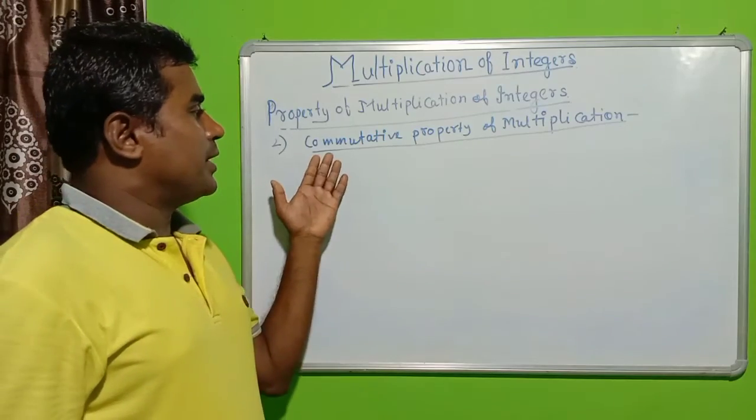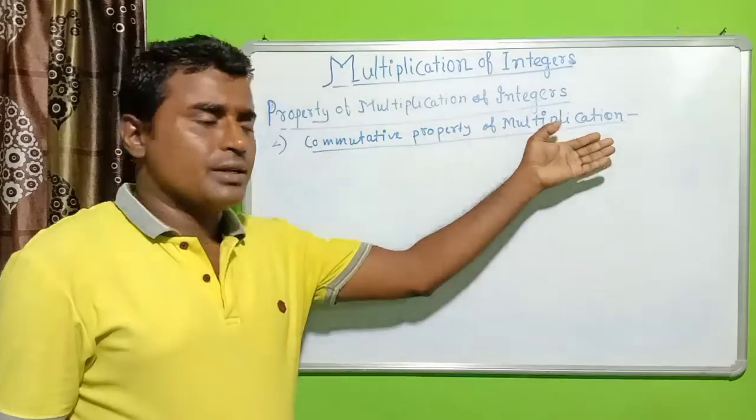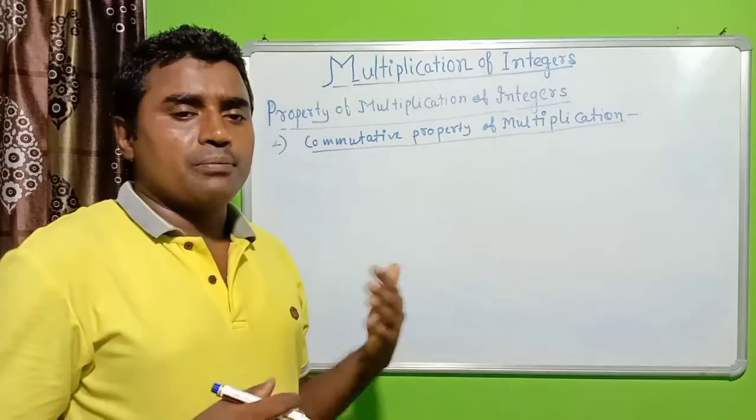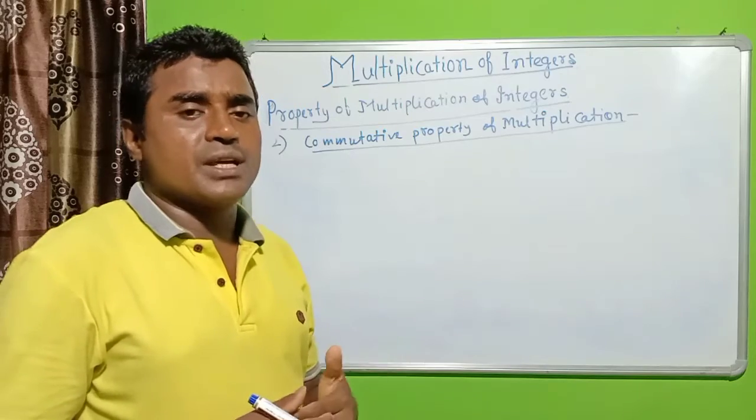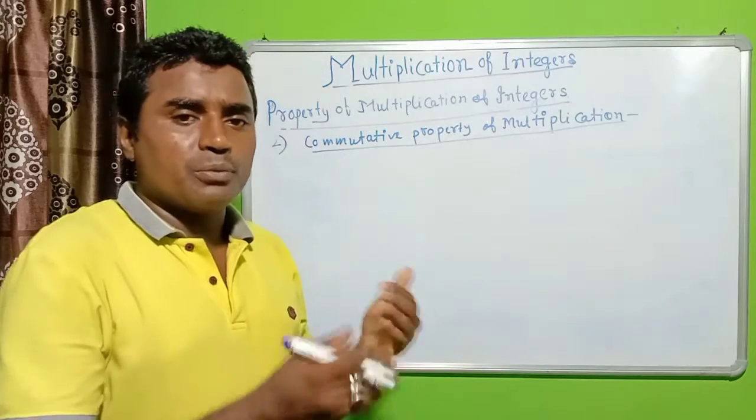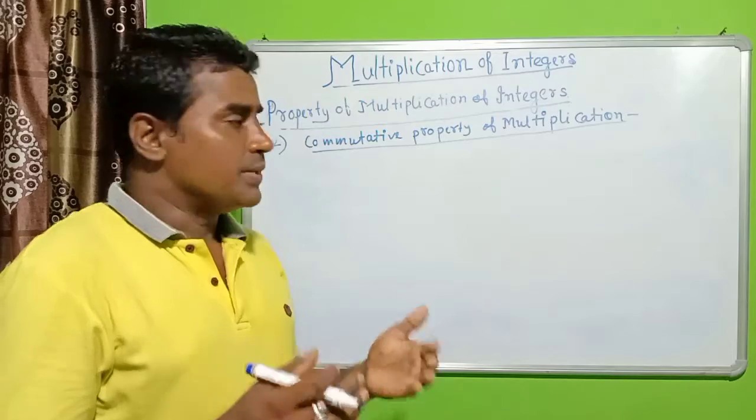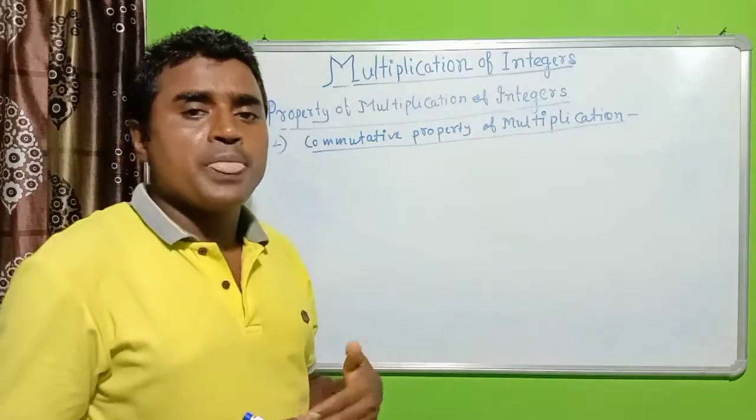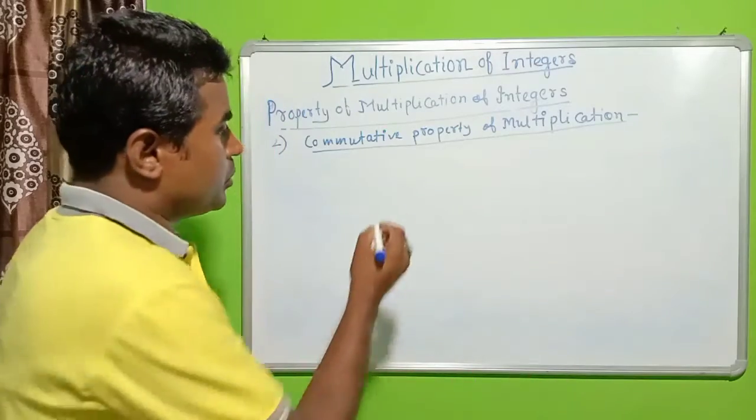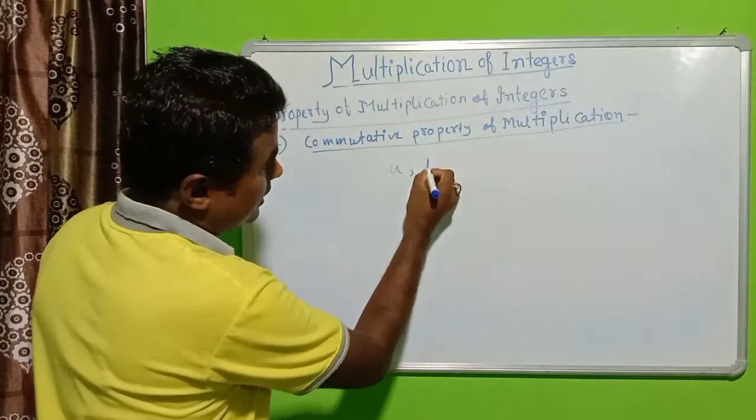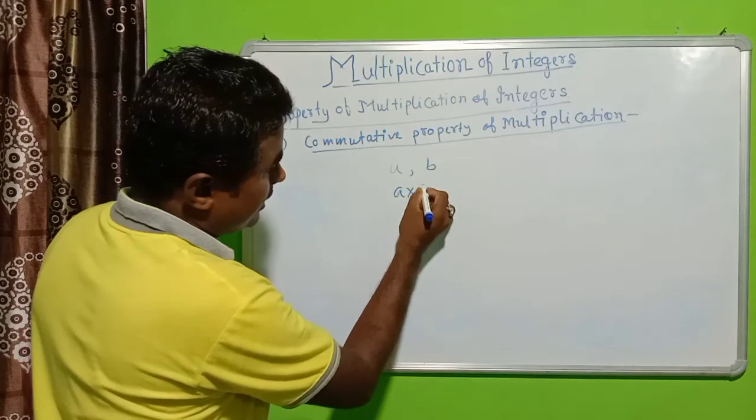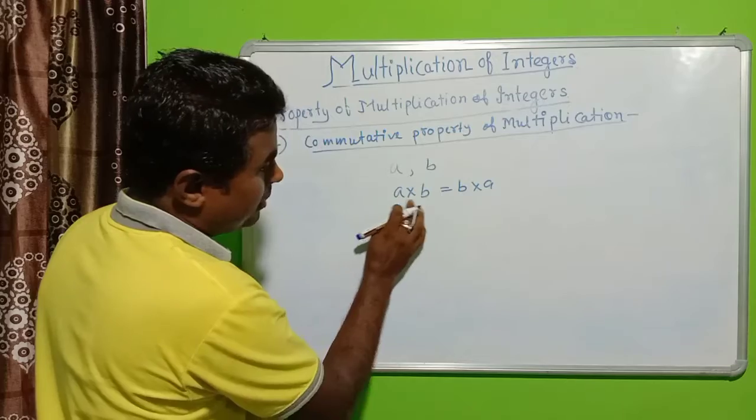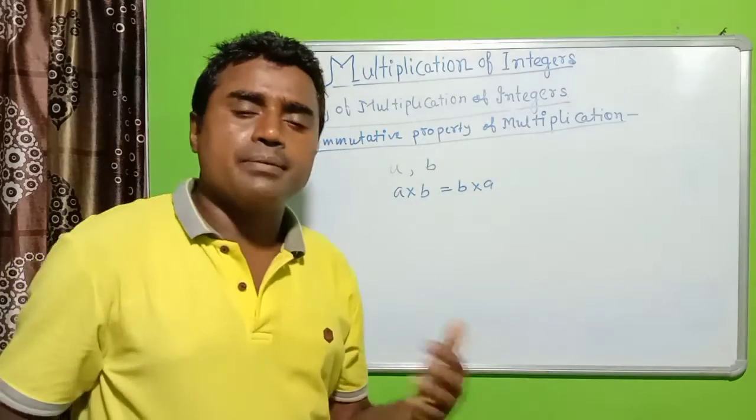The second property is the commutative property of multiplication. In the commutative property of multiplication, the product of two integers remains the same if their position is changed. Suppose a and b are two integers, then the product a into b equals b into a. That is, if their positions are changed, the product remains the same.